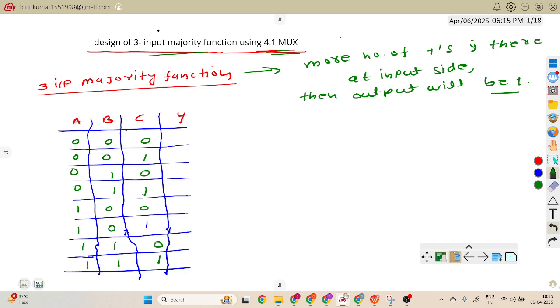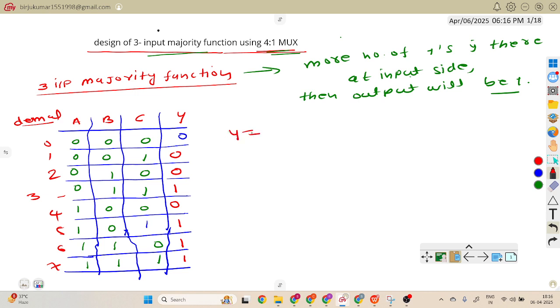See here, for ABC the three 0s are there, means no 1 is there, so the output is 0. I am just changing color. Here two 0s and only one 1, so the number of 1s is not greater than the number of 0s, and the output is 0. Here also the output is 0. If we write in decimal, 0, 1, 2, 3, this is 4, this is 5, this is 6, this is 7. In case of 3, two 1s are there and only one 0, so the number of 1s is greater than the number of 0s, and the output will be 1. Here the output will be 1, 1, and 1.